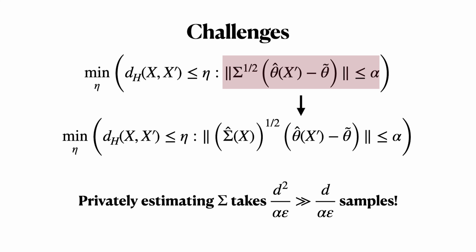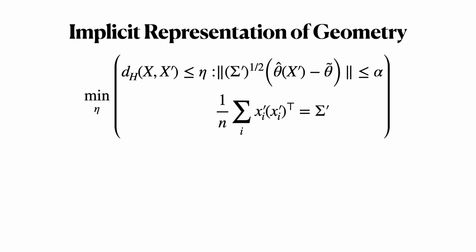If you instead try to replace sigma^{1/2} with a private estimate of sigma to preserve sensitivity, this will take d squared over alpha epsilon many samples, since sigma is a d squared dimensional object, and privately estimating it will incur this cost. And so we want to avoid the cost of privately estimating sigma. So here we've seen that we do need to try to capture the geometry, yet functions of x are either too high of sensitivity or too expensive to compute.